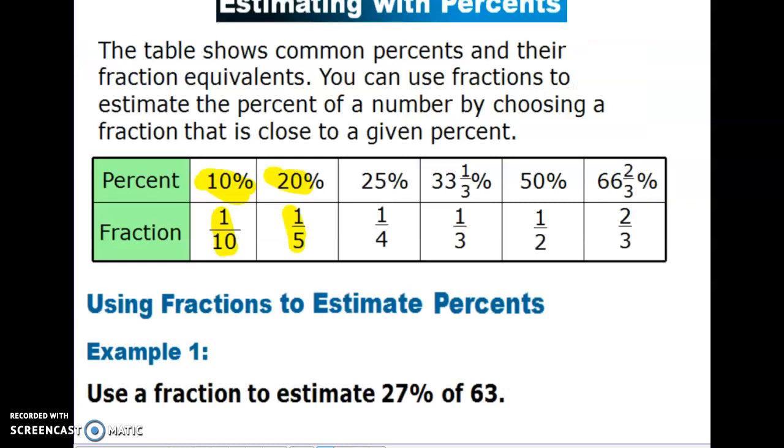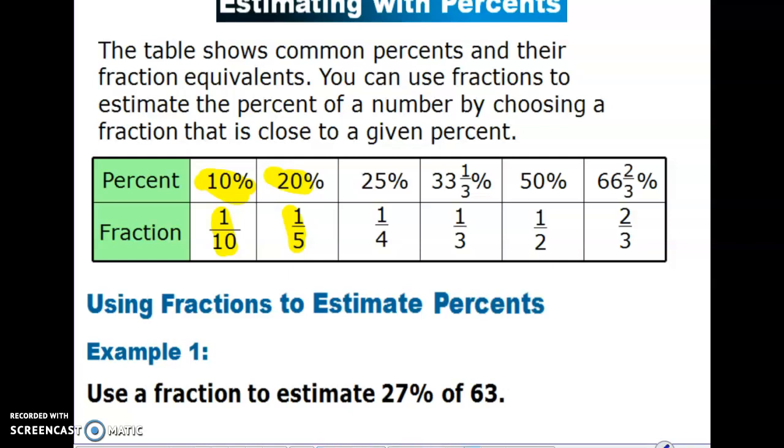So talking about estimating with percentages, it says the table below shows percentages and their fraction equivalents, which we have talked about lately. You can use fractions to estimate the percent of a number by choosing a fraction that is close to that number. So we're going to use compatible or friendly numbers.